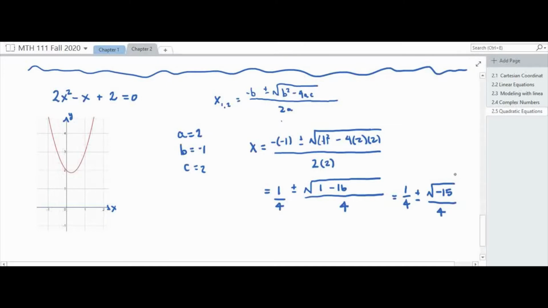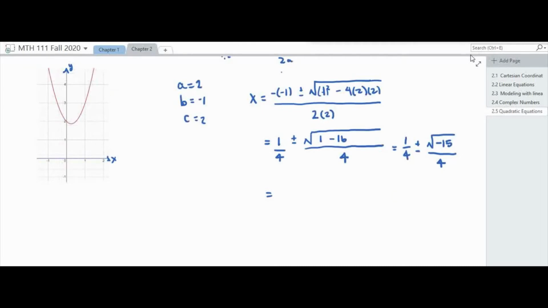This whole thing is going to be a complex number, and this term is going to be imaginary because we've got the square root of a negative number, square root of -15. So this equals 1/4 plus or minus the square root of 15 over 4 times i. So we have our real and our imaginary component in this complex number. And notice they're complex conjugates of each other. So one is 1/4 plus square root of 15 over 4 times i, and one is 1/4 minus it, so our two solutions are x equals.